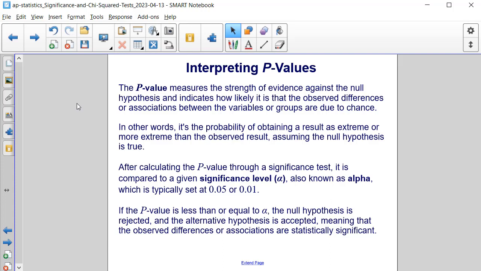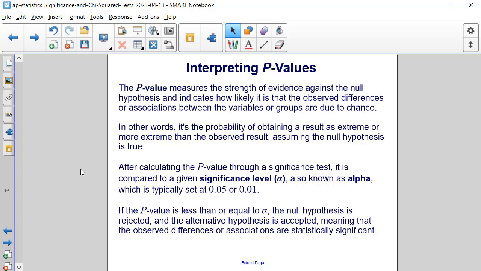The p-value measures the strength of evidence against the null hypothesis and indicates how likely it is that the observed differences or associations between the variables or groups are due to chance. In other words, it's the probability of obtaining a result as extreme or more extreme than the observed result, assuming the null hypothesis is true.